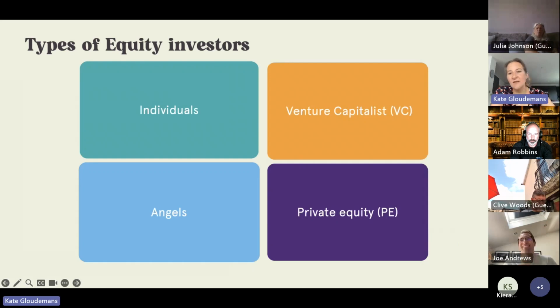But yeah, there are different types of equity investors. I'm not going to go into great detail. So it could be individuals. It could be a friend or relative, as I say, that says, actually, yeah, I'm going to lend you some money, but rather than you owe me money back, I'll have a 5% stake in the business.